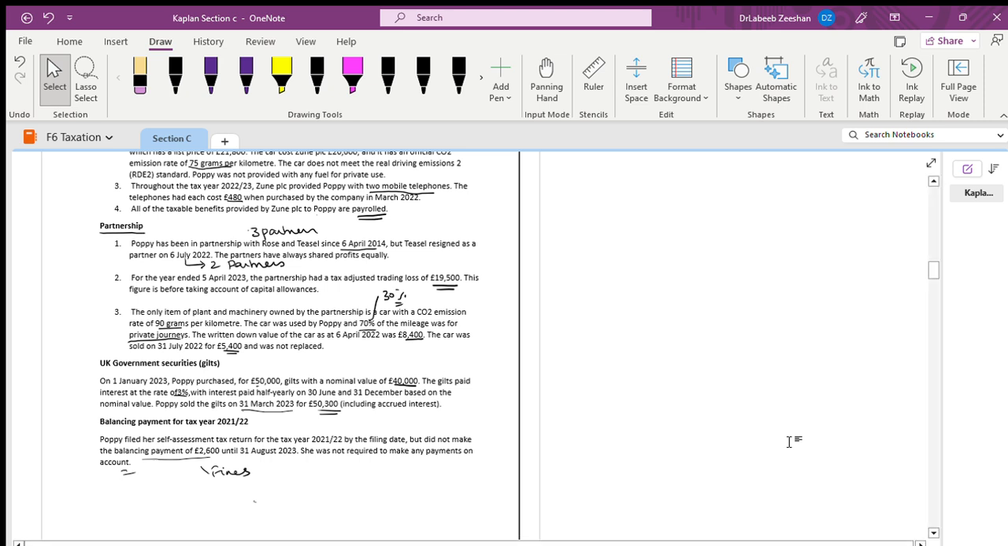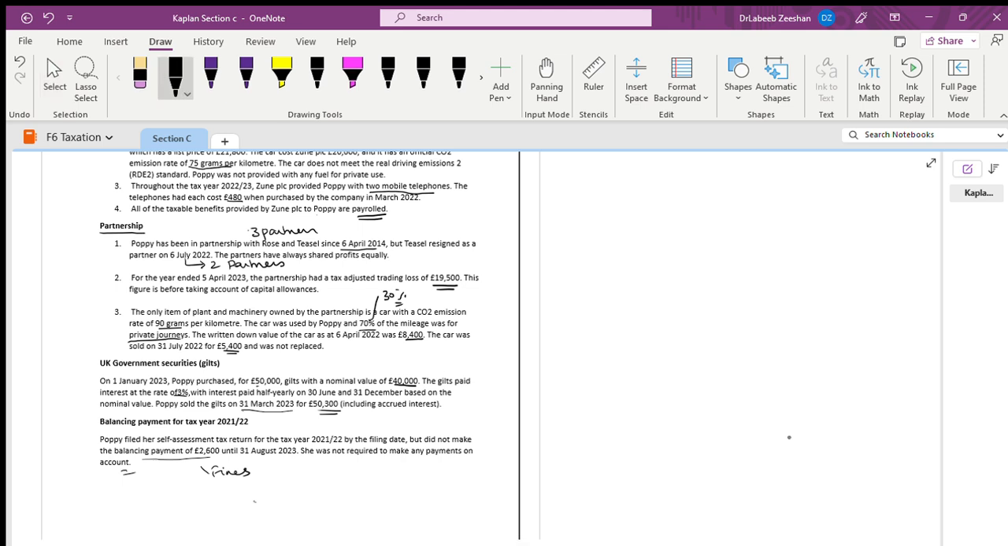We have to divide the trading loss for the first 3 months and for the rest. Poppy has been in partnership with Rose since 6th April, and a partner resigned on 6th July. That means April, May, June: 3 months. So this has to be 3 months, and this has to be 9 months.